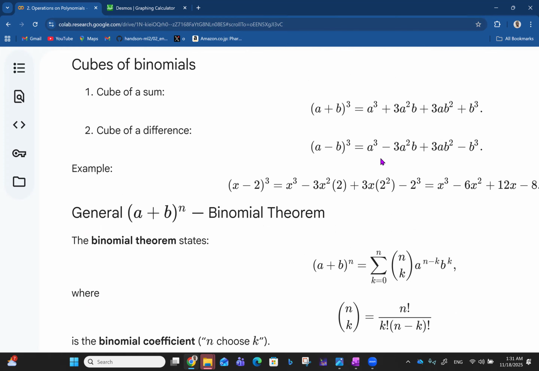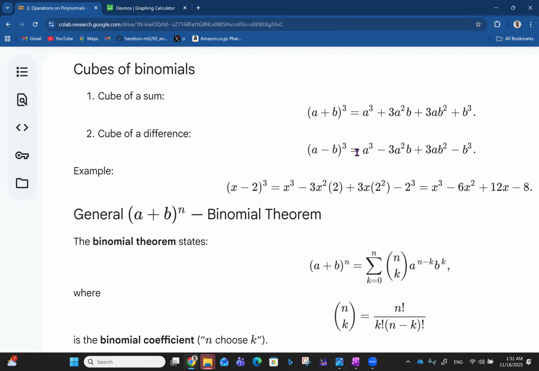Then the cube of a difference. The only thing that changes is the signs. For the second and last terms, the signs are different. So you have a cube, and every other expression is the same except for the signs. When you have minus, the signs alternate. Starting from plus, you have minus, then plus, then minus. But for plus, everything is plus all the way. So I think with that trick, you can get that kind of thing.